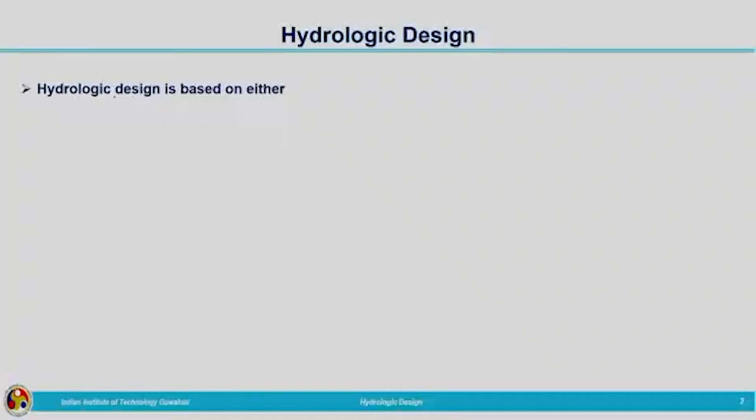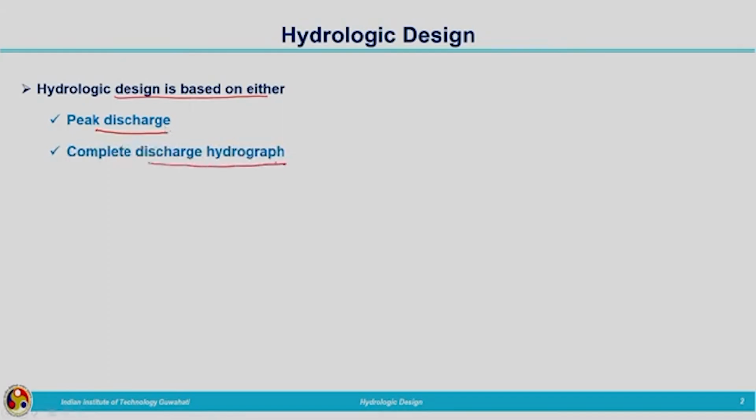This is very important whenever we are carrying out design of a hydraulic structure. I am not looking at the structural point of view of design. Here, what are the considerations to be taken care of while carrying out a design of a hydraulic structure from a hydrologic perspective. So, coming to hydrologic design, it is based either on peak discharge or by means of a complete discharge hydrograph.